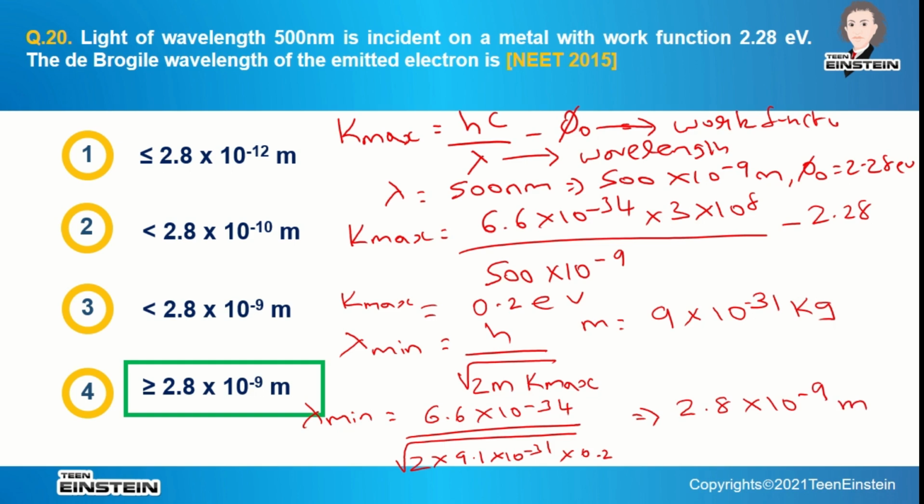The de Broglie wavelength of the emitted electron should be greater than or equivalent to 2.8 into 10 power minus 9 meters.